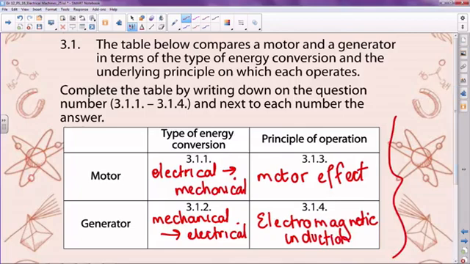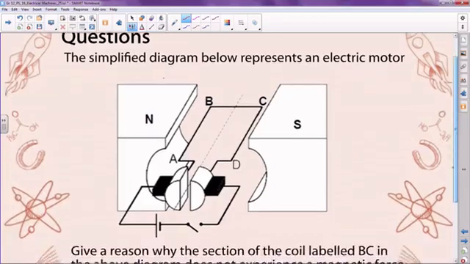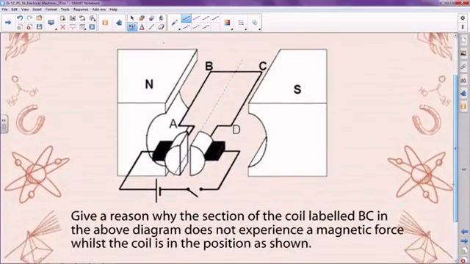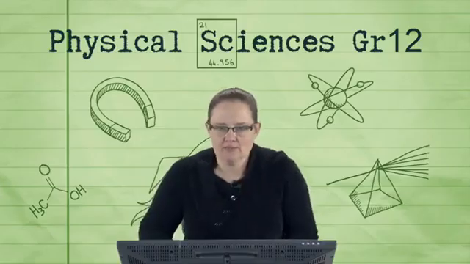Okay, now, next question. We have an electric motor. There we go, simplified. And then it says, give a reason why the section of coil labeled BC in the above diagram does not experience a magnetic force while the coil is in this position as shown. I'm giving you 1 minute. Off you go.